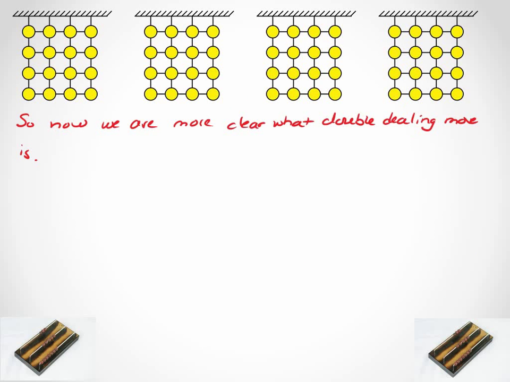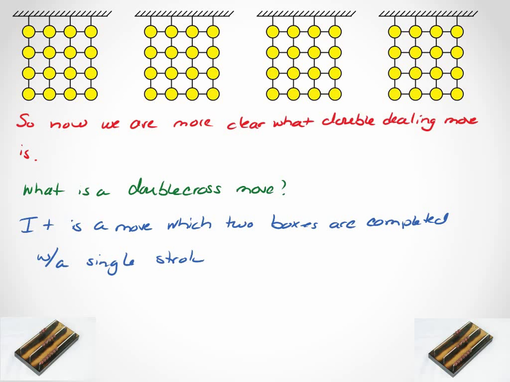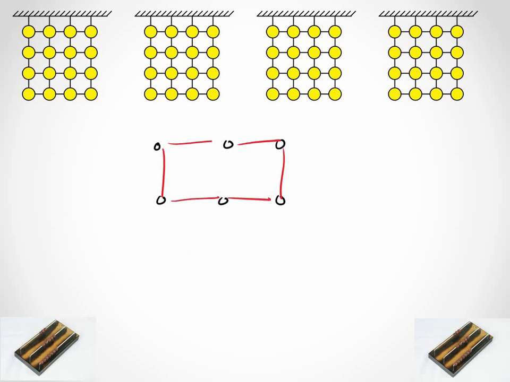So what's a double cross move? It's a move where 2 boxes are completed with a single stroke. So here we have this thing right here. A double cross move is when this happens. That's the definition of a double cross move.